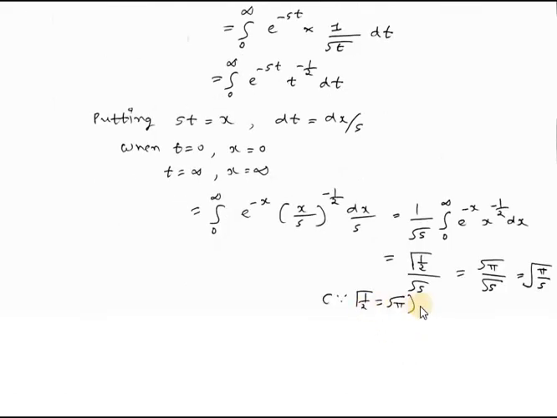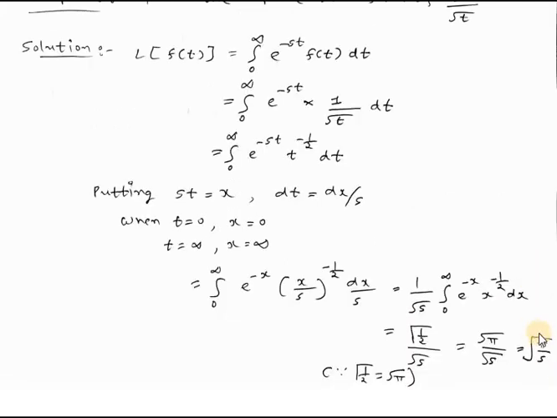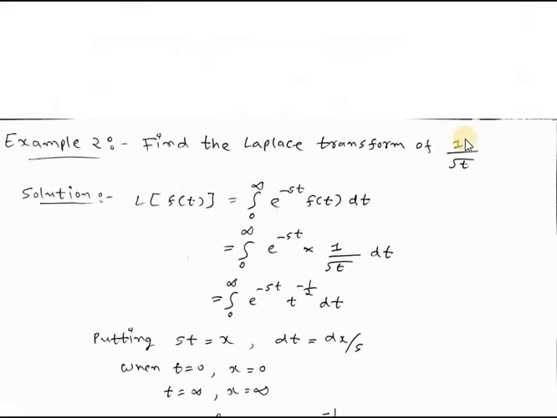Now gamma of 1 by 2 is root pi. So we will replace gamma 1 by 2 by root pi. So it will be root pi divided by root s. So the final answer is under root pi by s. So this is the Laplace transform of the function 1 divided by root t.